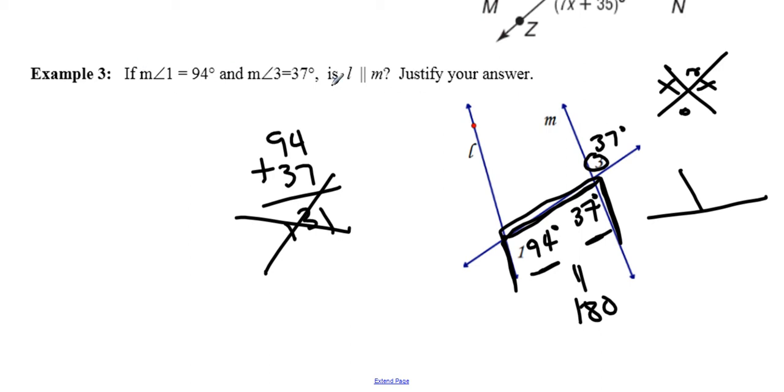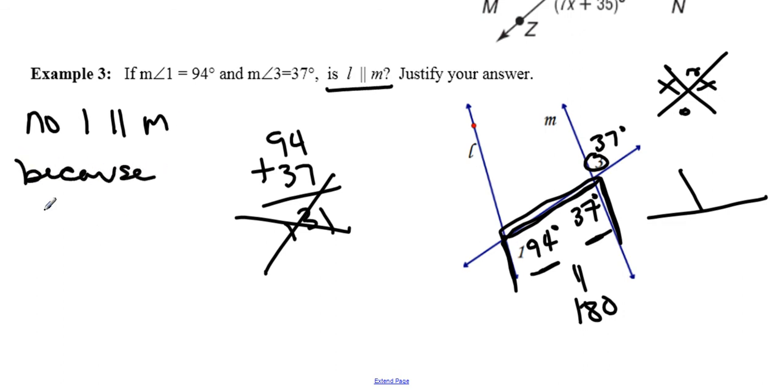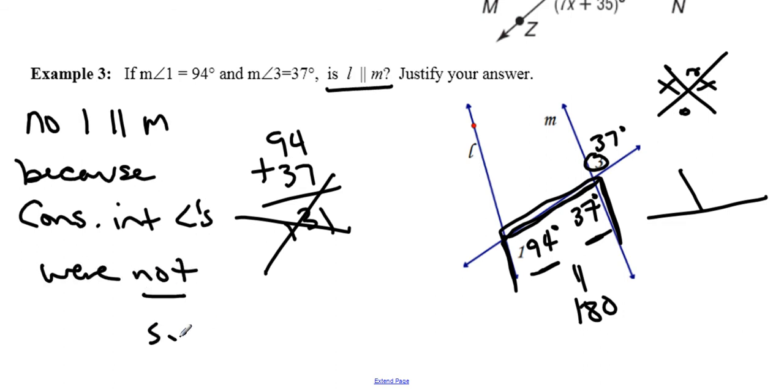So, is L parallel to M? No, L is not parallel to M because consecutive interior angles were not supplementary. And consecutive interior angles have to be supplementary if the lines that form them are parallel.